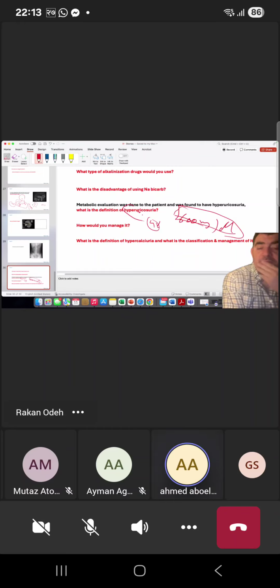It inhibits the xanthine oxidase enzyme, which converts xanthine into uric acid. Okay, and how would you manage uric acid stones?